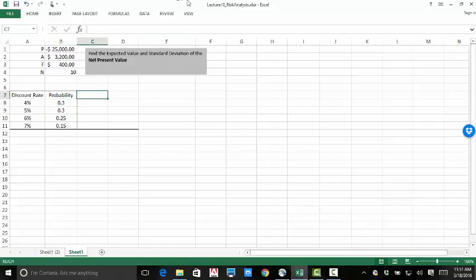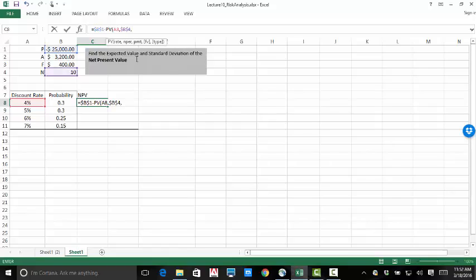So we are being asked to find the expected value of the net present value. First, let's find the net present value for each discount rate. So equals P. I'm going to put our dollar operators in there now. Minus PV of the rate. Everyone should know how to do this by now, so I'm not going to do too much explanation on this.